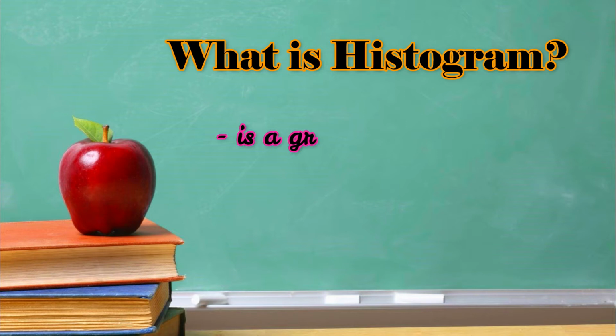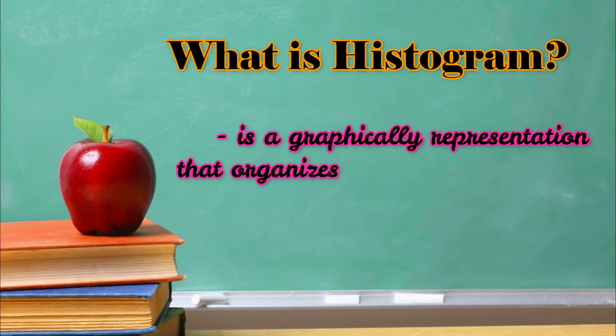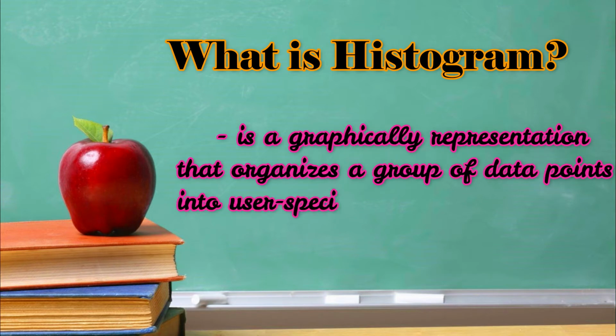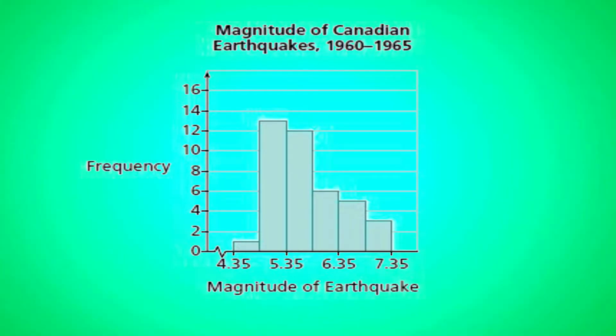A histogram is a graphical representation that organizes a group of data points into user-specified ranges. A histogram is a graphical display of data using bars of different heights. In a histogram, each bar groups numbers into ranges. Taller bars show that more data fall in that range. A histogram displays the shape and spread of continuous sample data.